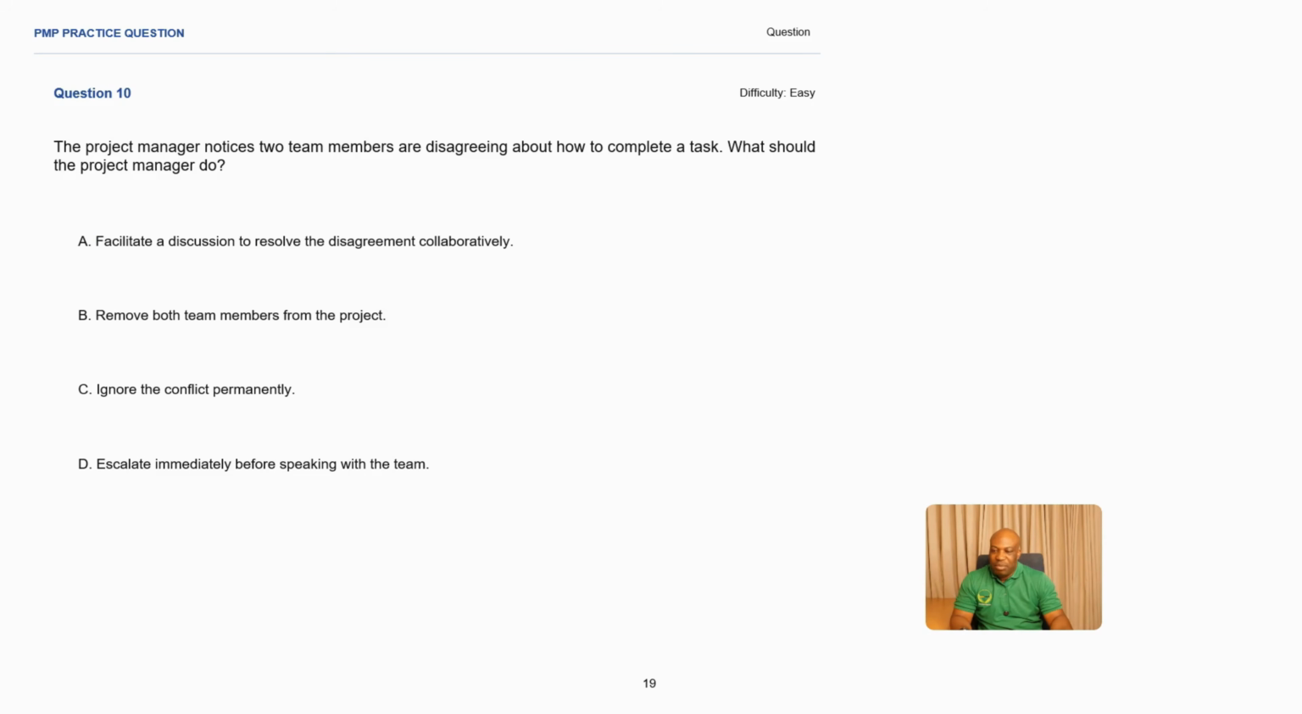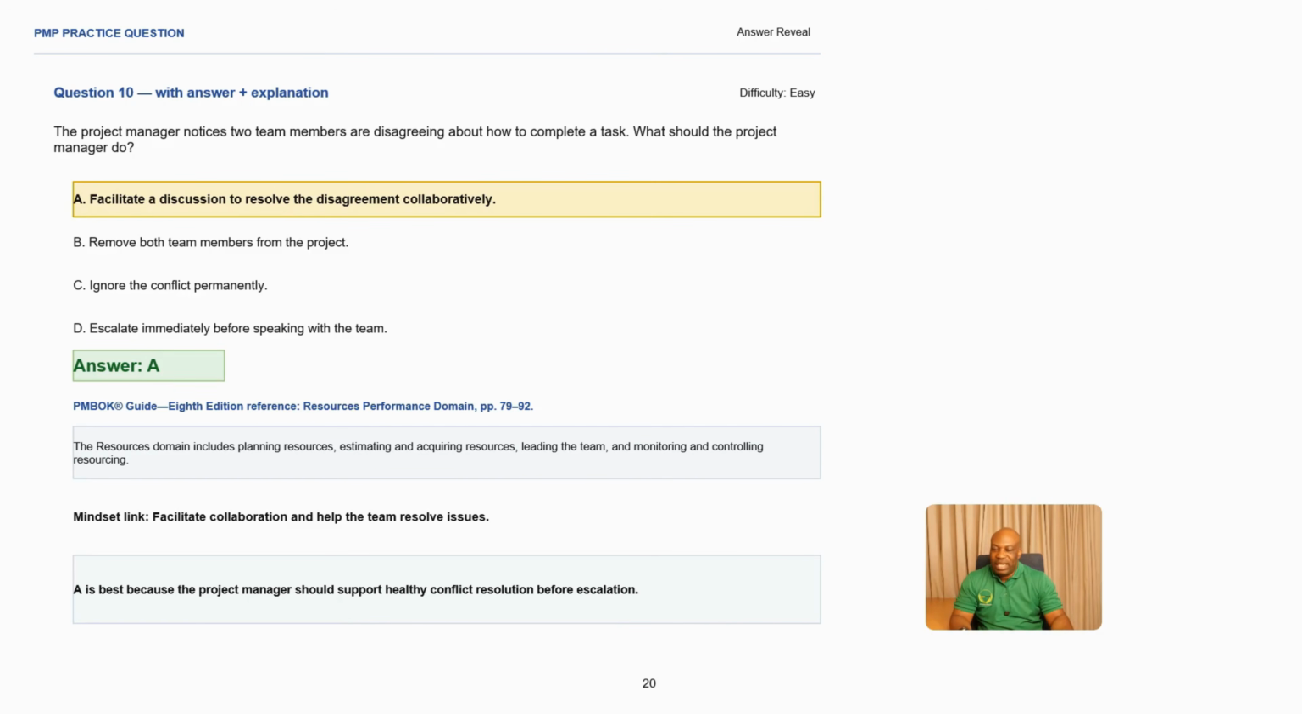Number 10, the project manager notices team members are disagreeing about how to complete a task. What should the project manager do? The difficulty level here is also a C. A is to facilitate a discussion. That makes sense. Remove both team members. You don't remove team members from the project, making this incorrect. Ignore the conflict permanently. You cannot ignore anything in a project environment. Then escalate immediately. You don't escalate until you try to resolve the problem. So A is the best answer in this scenario.